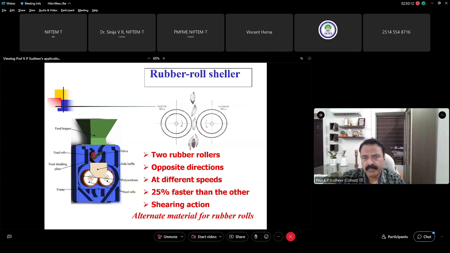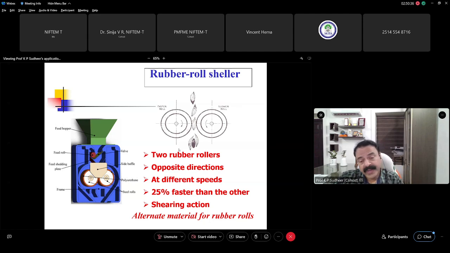mills. So by using this one, we can enhance the grain recovery, okay, endosperm recovery. And now let us see the operation, how it works, or the principle of a rubber roll sheller. Between the two rubber rolls we feed the paddy, and the husk is separated, and we get the brown rice after this.